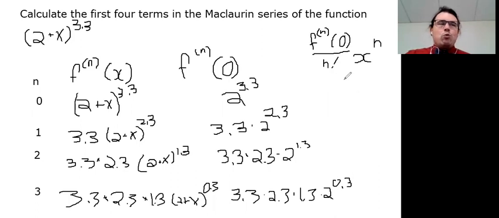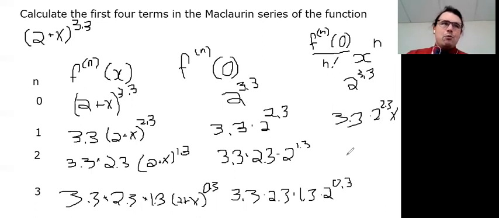Now, each of these will be the numerators for my Maclaurin series terms. The denominators are the factorial numbers. 0 factorial is equal to 1. 1 factorial is also equal to 1. So for my constant term, I'll get 2 to the power 3.3. For my linear term, I'll get 3.3 times 2 raised to the 2.3 power times x.